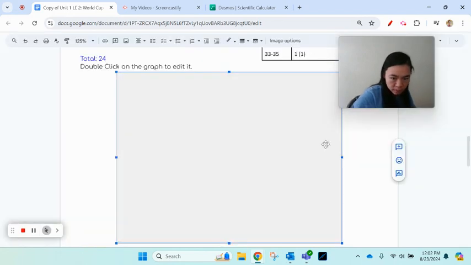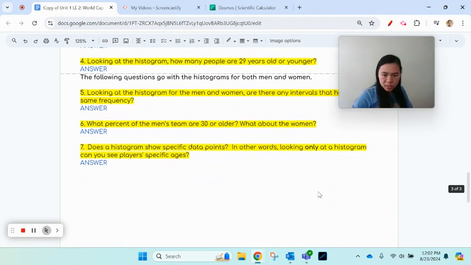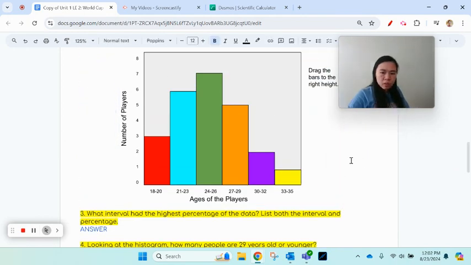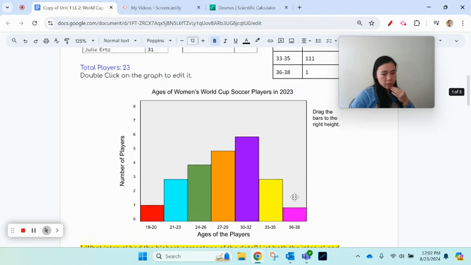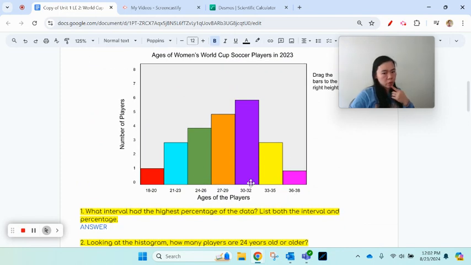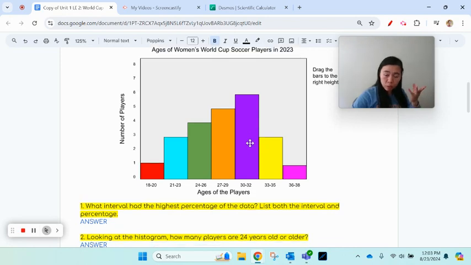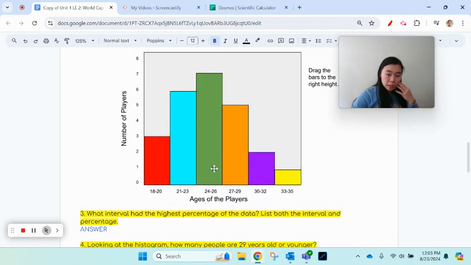So you can go ahead and make some comparisons here. I don't think a question asks us to compare them. But if we look at this histogram, most of the players are right here, between 24 and 26. But if we look at the women's team, most of the players are between 30 and 32. So the men's team overall has younger players than the women's team, which is interesting.